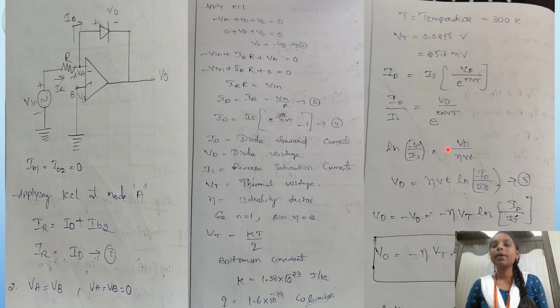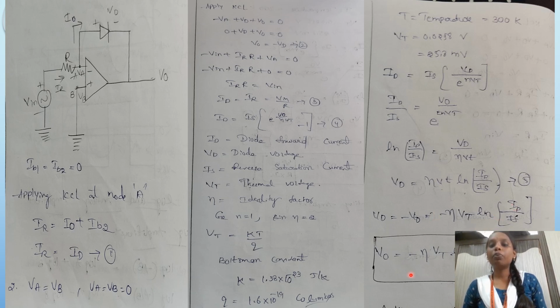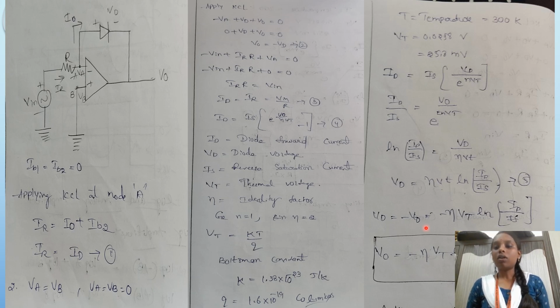ln of ID by Is equals VD by eta Vt. Next, VD equals eta Vt times ln of ID by Is. So VD equals minus V0, that is, V0 equals minus eta Vt ln of ID by Is. This is the output of the logarithmic amplifier. This is the derivation of the logarithmic amplifier.